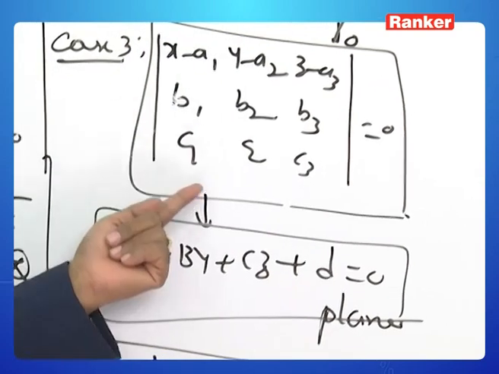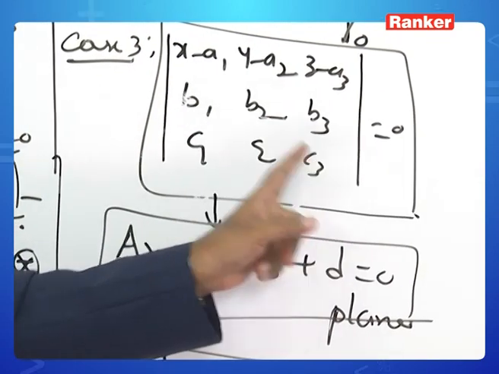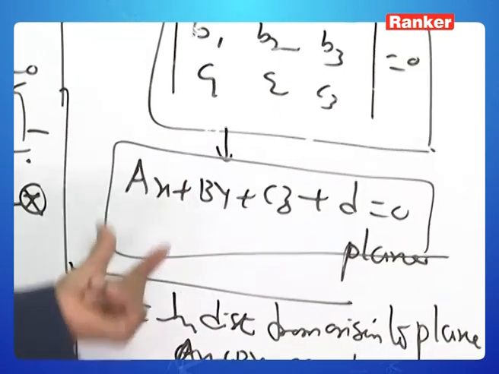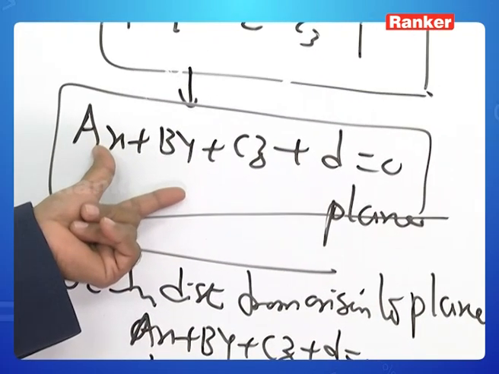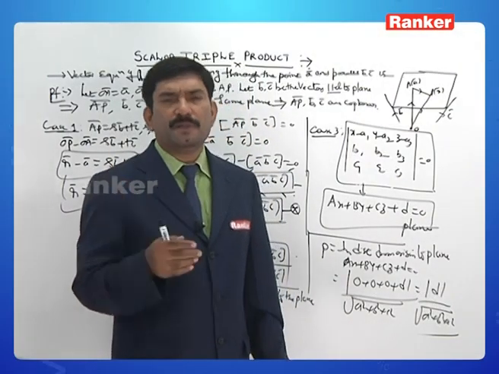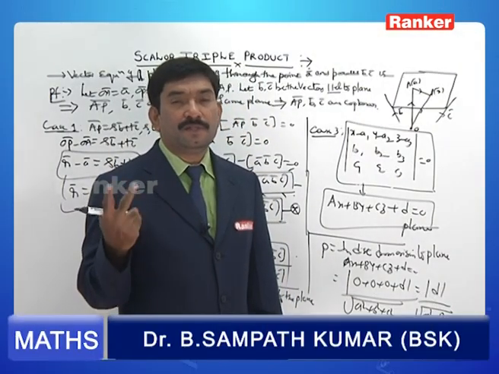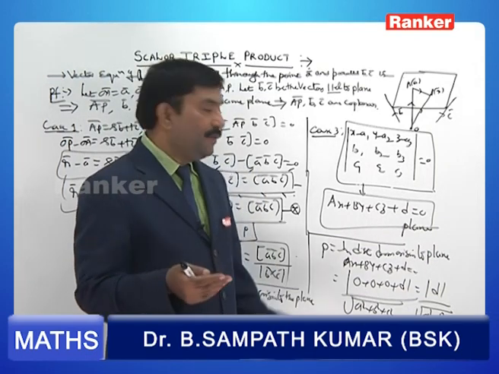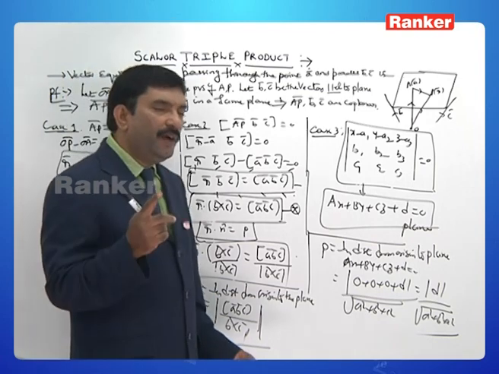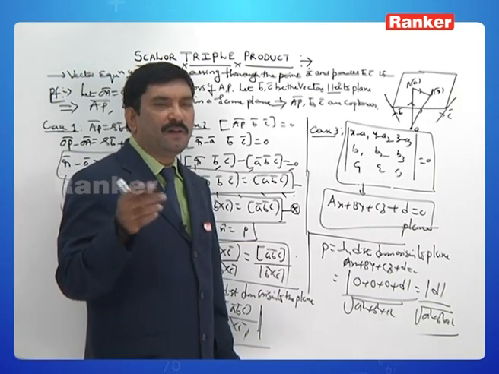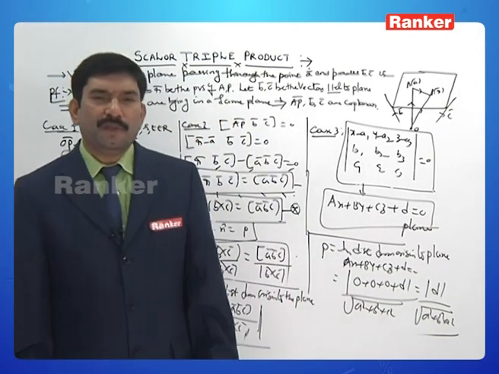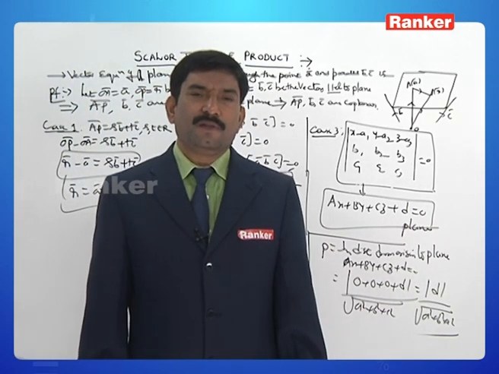That is, two vectors are parallel. B1, B2, B3, C1, C2, C3 is equal to 0. After expansion, you get Ax plus By plus Cz plus D is equal to 0. That gives directly the Cartesian equation of a plane passing through the point A bar and parallel to vectors B bar and C bar. So if you know this, instead of going by this method, if you want to find the perpendicular distance from the origin to the plane, directly you can go for mod D by square root of A square plus B square plus C square.